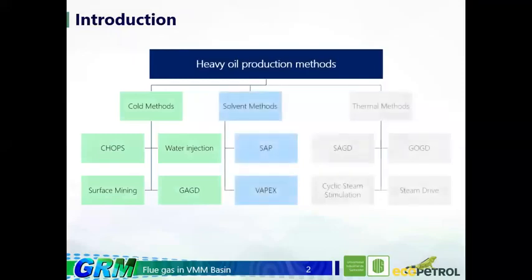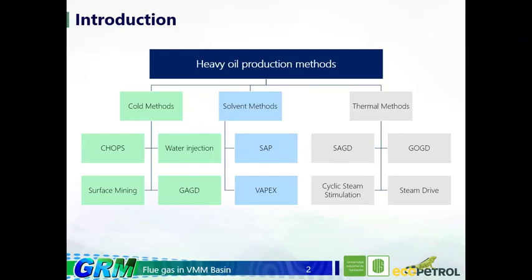As an introduction, the heavy oil production methods that are commonly used are called cold methods, solvent methods, and thermal methods. Heavy oil is a type of oil in the oil and gas industry that has higher viscosity, and its mobility is very low. So that's why it is called heavy oil.